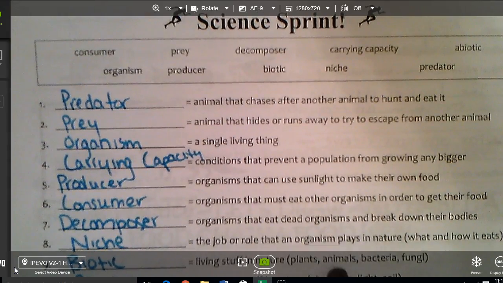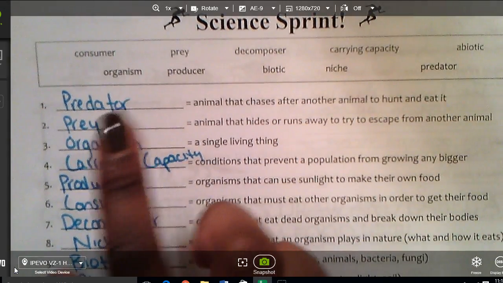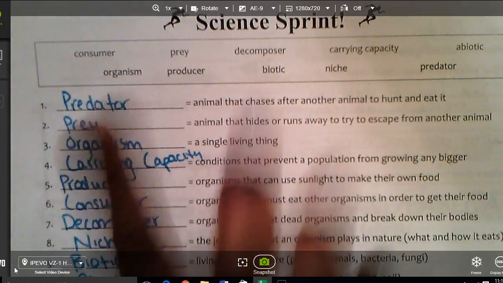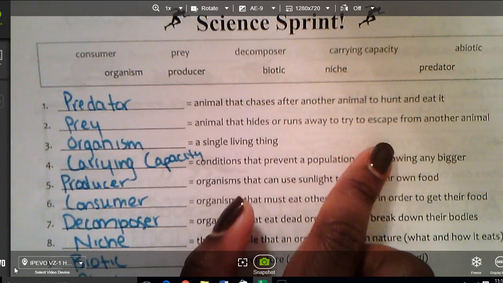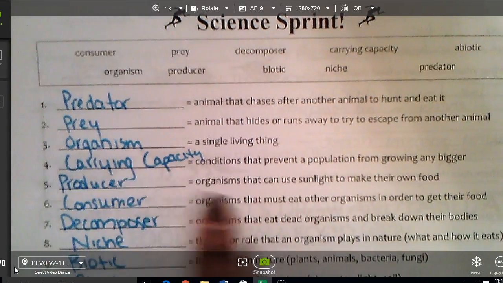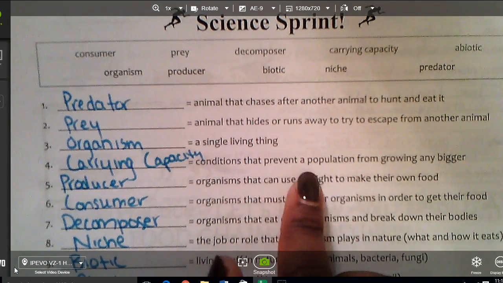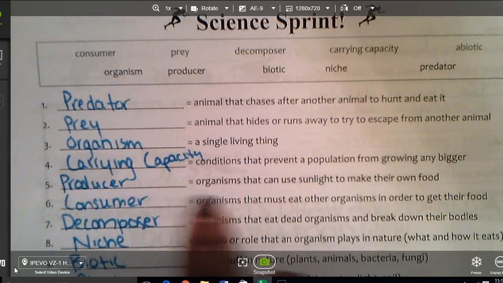So number 1, animal that chases after another animal to hunt and eat it is a predator. Make sure that you are spelling these words correctly. Oh, my nail looks cute right there. Hey, girl. Animal that hides or runs away to try to escape from another is the prey. A single living thing is an organism. Conditions that prevent a population from going any bigger is the carrying capacity.